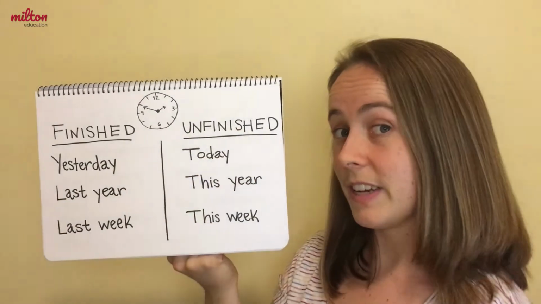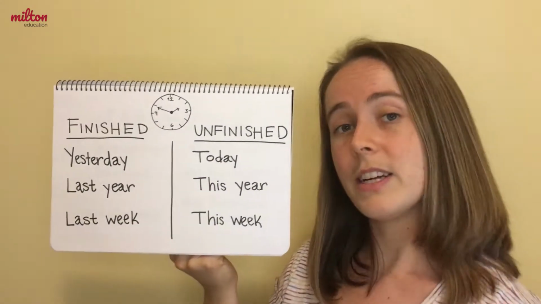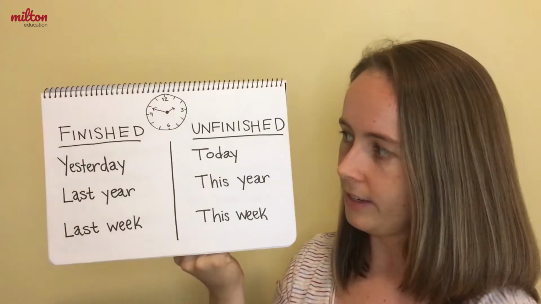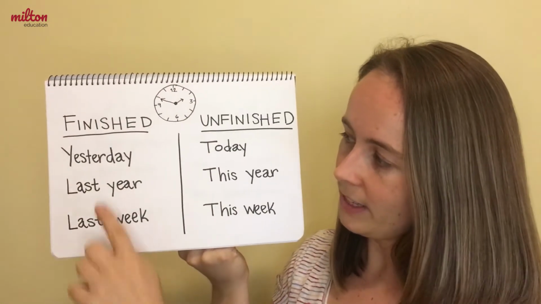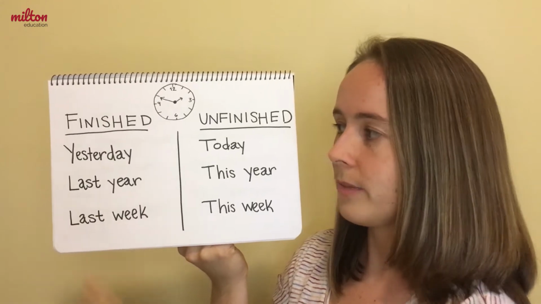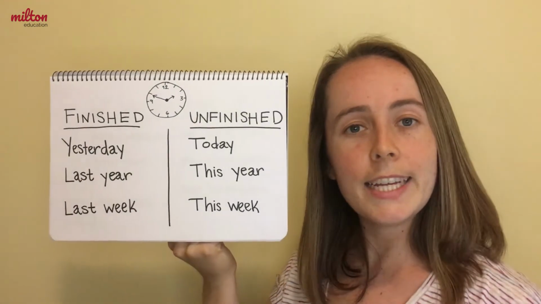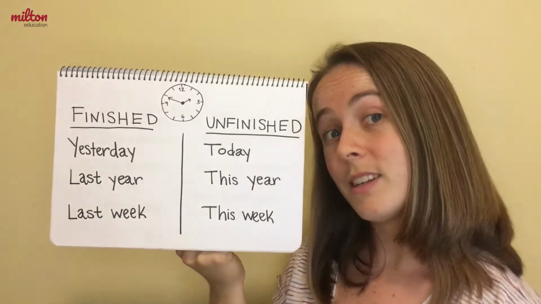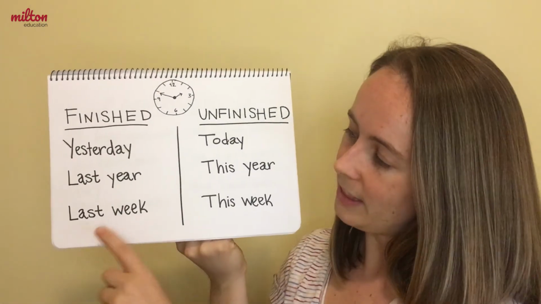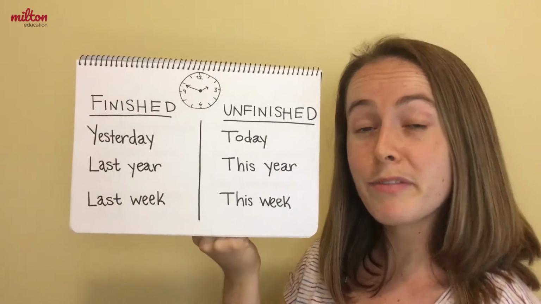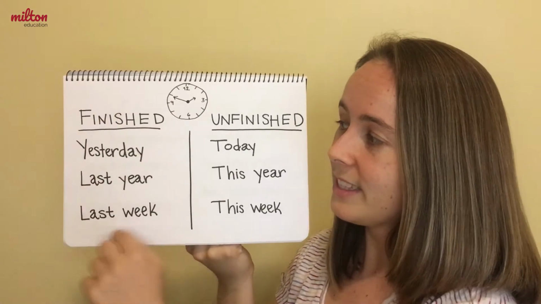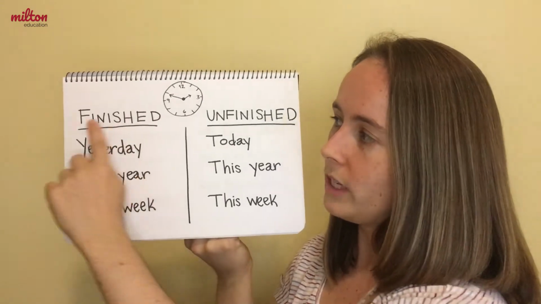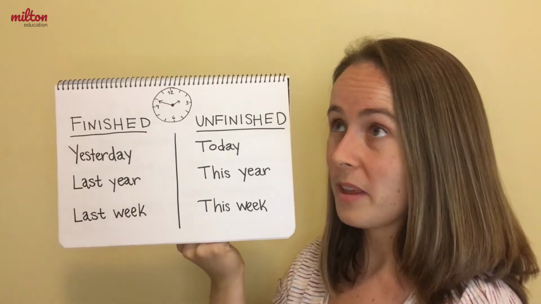Finished and unfinished time. There are some periods of time that are over, done, completed, like yesterday, last year, last week. Yesterday, I ate pizza for lunch. Last year, I went to Segovia. Last week, I met my friends in the park. These actions started and finished in the past, so we use the past simple.